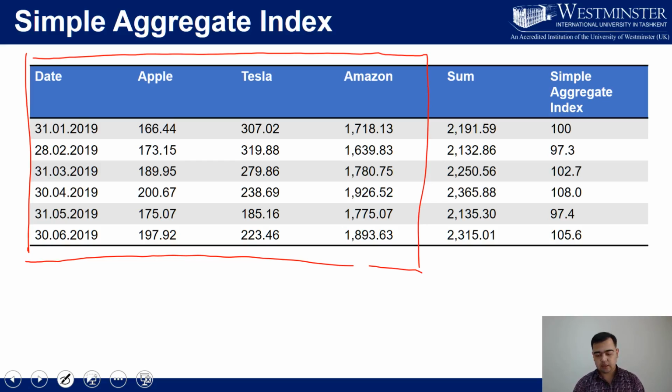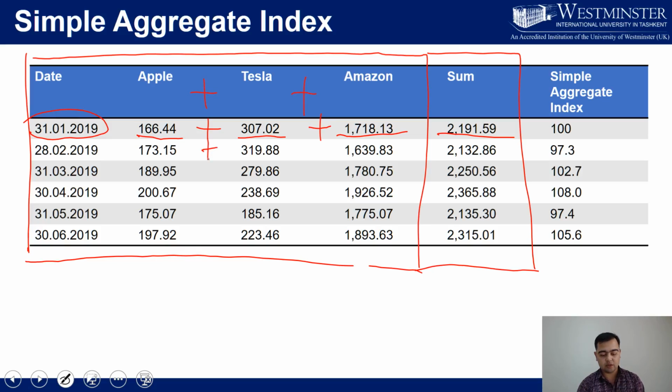Once I have this table, what I did is I took the sum of the numbers. What numbers? That's interesting. I summed up the stock prices. For example, as of 31st of January, we have Apple's closing stock price 166.44. Then Tesla's stock price ended up with $307.02, right? And Amazon ended up with $1,718.13 per share, right? So I simply added them up. If you add these 3 numbers, you will get exactly $2,191.59. In the same manner, you continue doing this for all months.